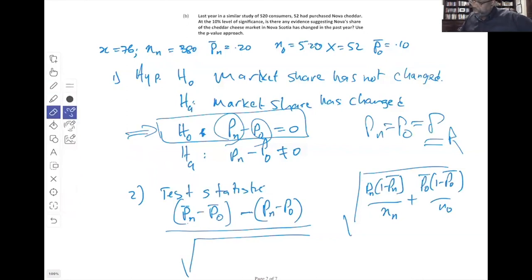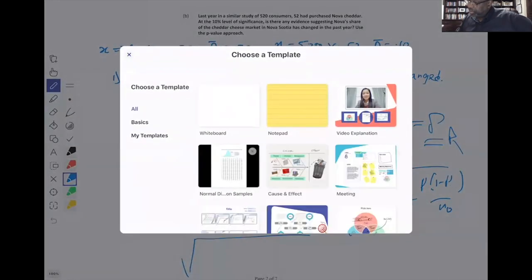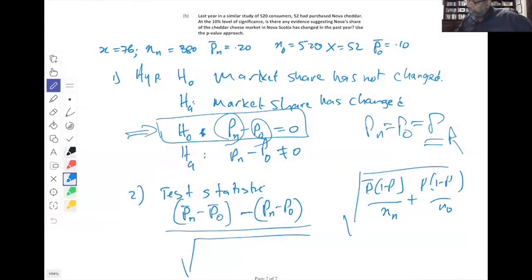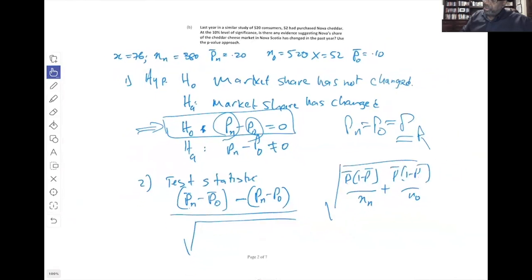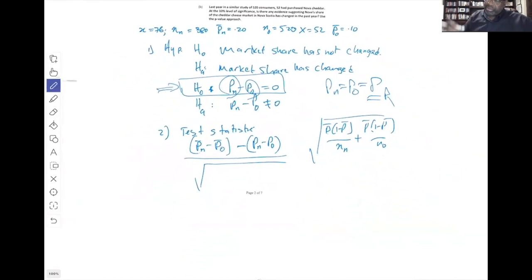I should be removing the bars. And I should also be removing the O. I should be doing that. But since I don't know what P is, I have to now estimate P by P bar. And P bar is that single value. So how do I get P bar? I must now estimate it from my sample proportions.